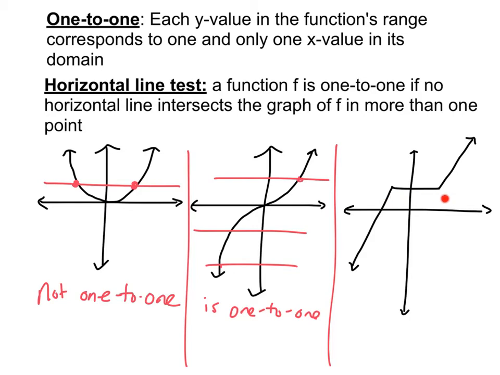All right, lastly, we have this one, which looks like this. Does this pass the horizontal line test? If we were to draw horizontal lines, it only intersects once. But what about this horizontal line right here? At this horizontal line, we intersect an infinite number of times because there are all these points on this line here. So this one is not one-to-one.